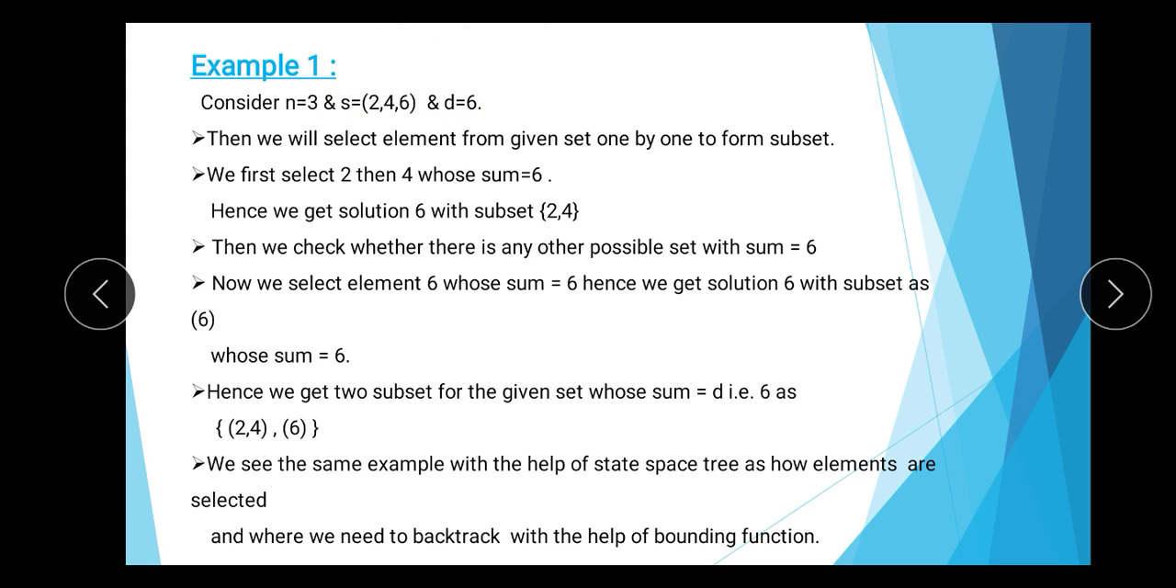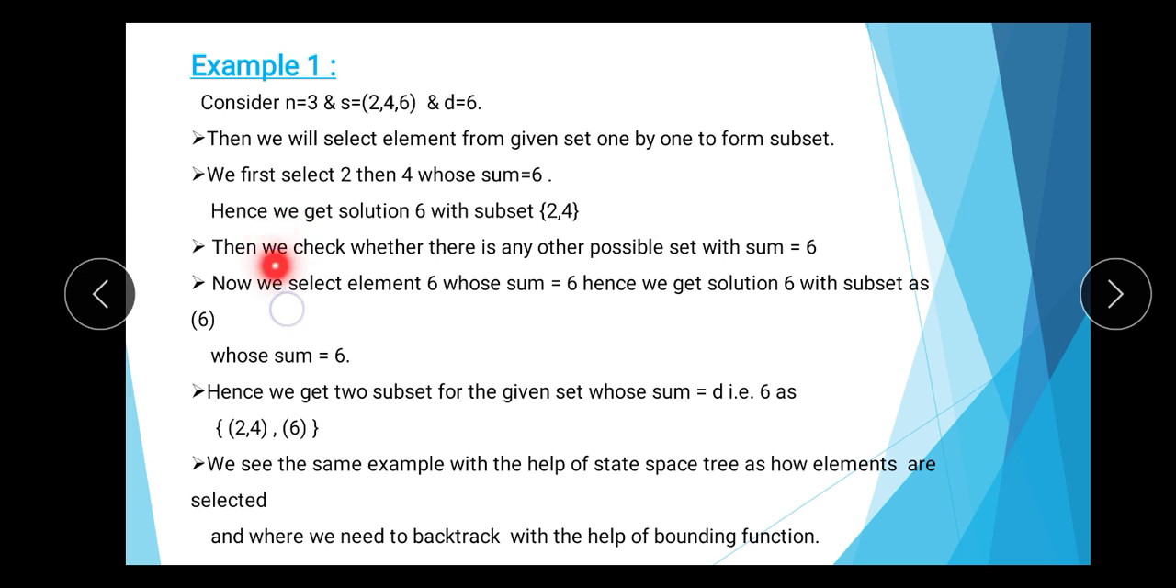Then we start selecting the elements from the given input set one by one. First we select the element 2 and then 4, whose sum is equal to 6. Hence we get the solution 6 with the first subset 2 comma 4, whose sum is equal to the predefined value, that is 6. Then we check whether there is any other possible set with the sum equal to 6, that is, whether with the remaining elements in the input set it is possible to form another subset.